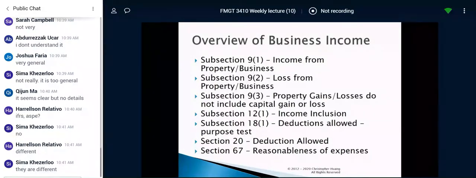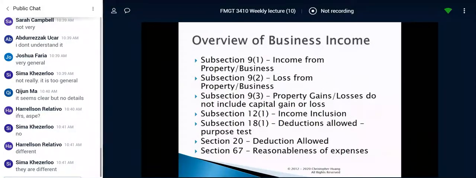They don't want you to go and start looking at other subdivisions. And subdivision 3 basically tells you don't include capital gain or loss here. This is just business or property losses in subdivision B. So they are trying to make it so that you look at subdivision B in isolation.